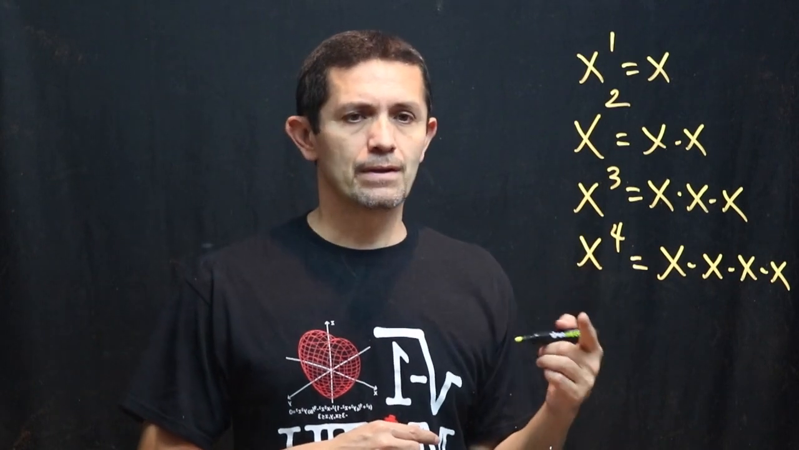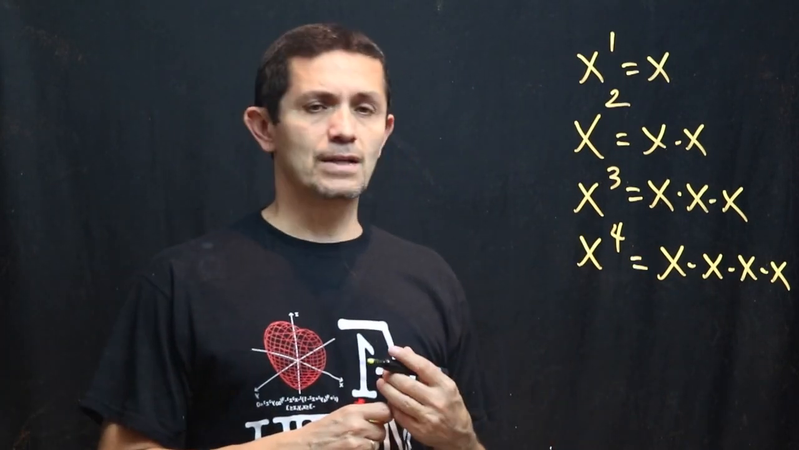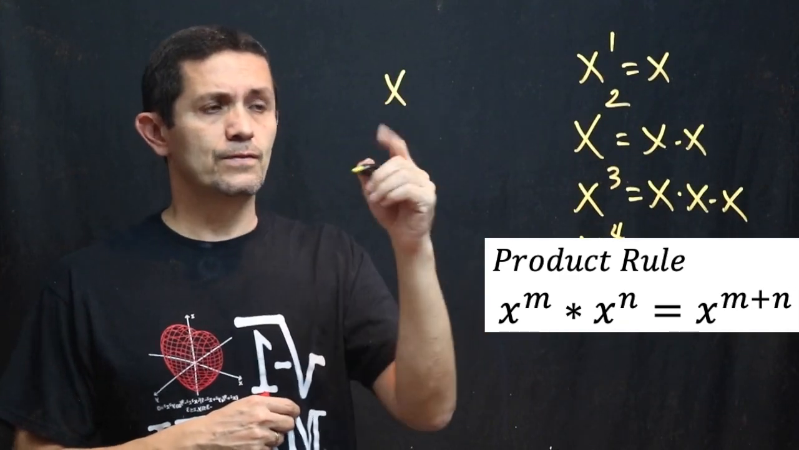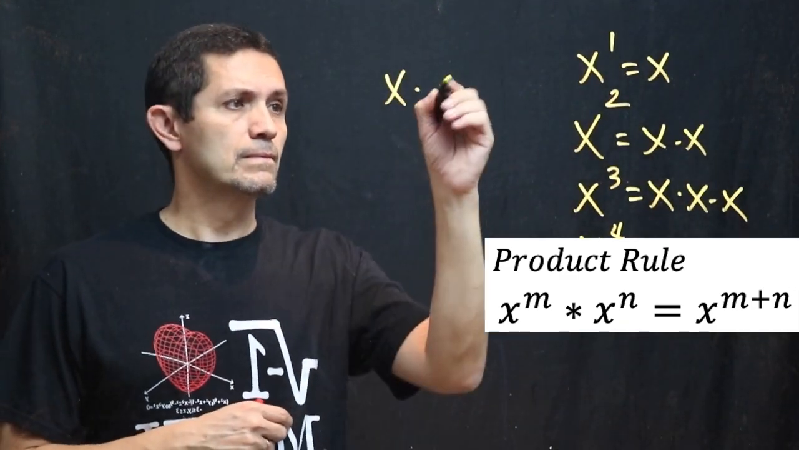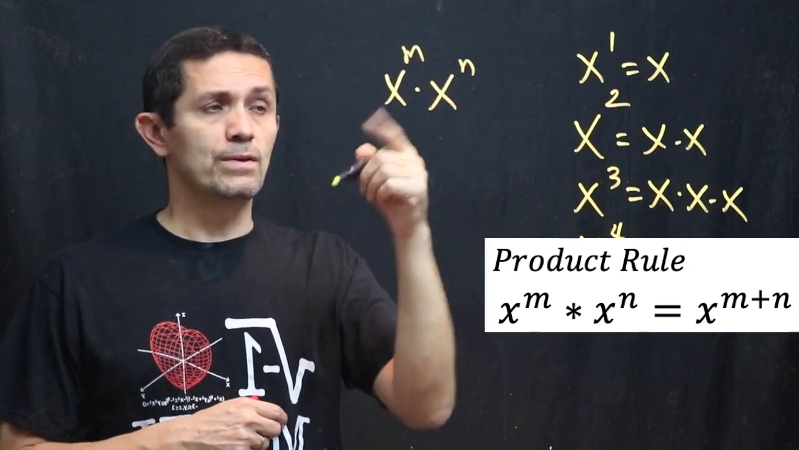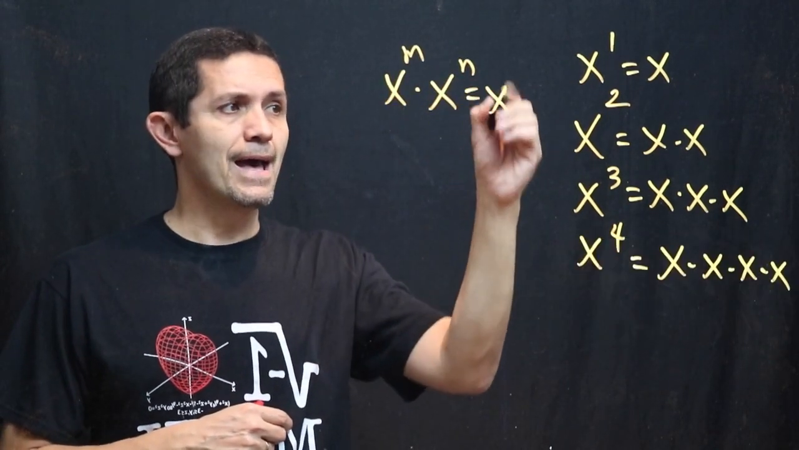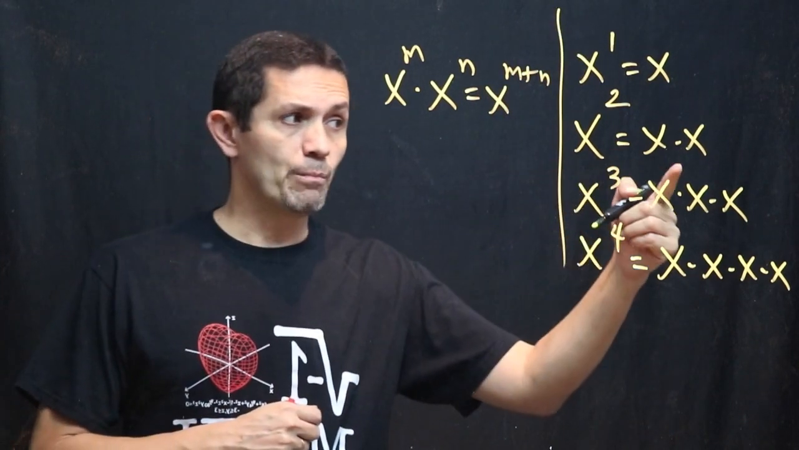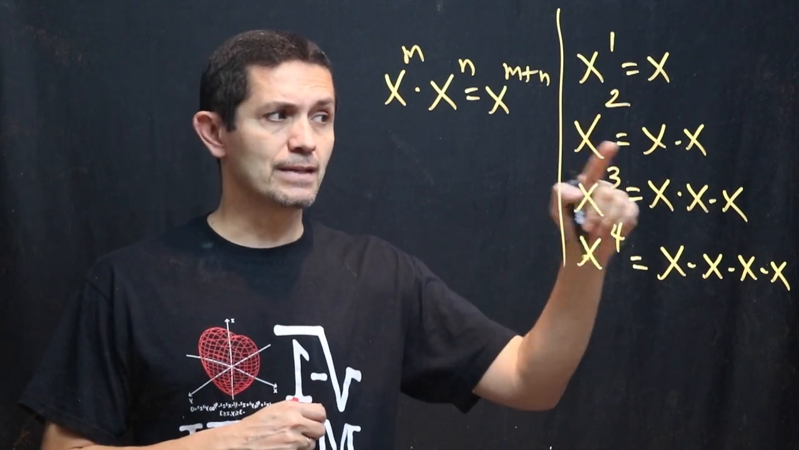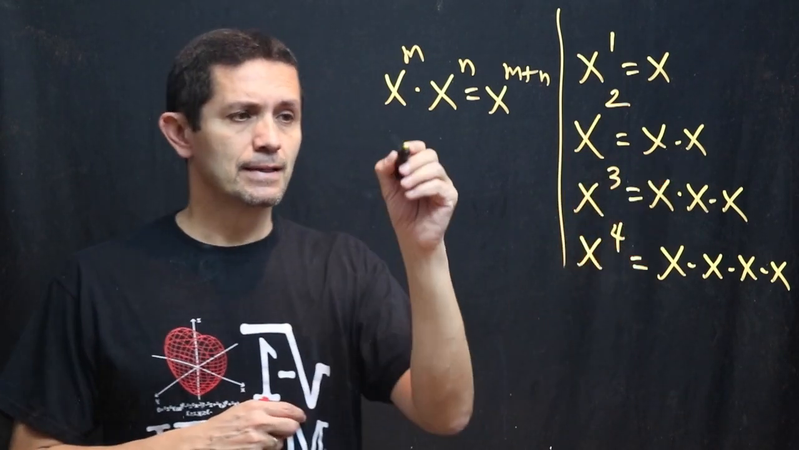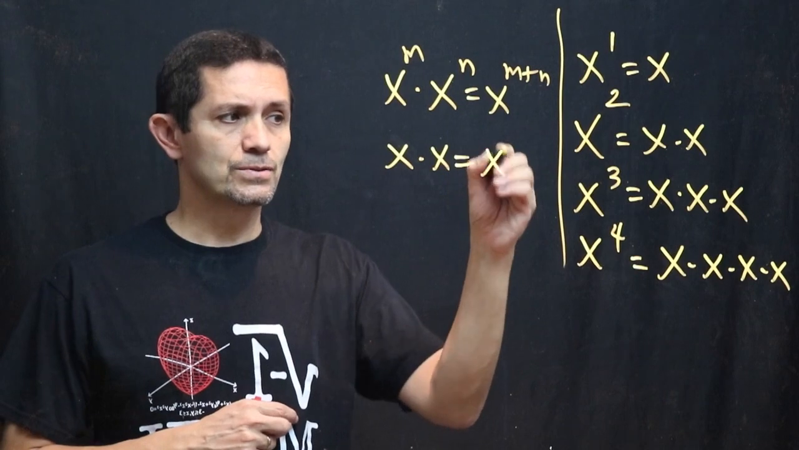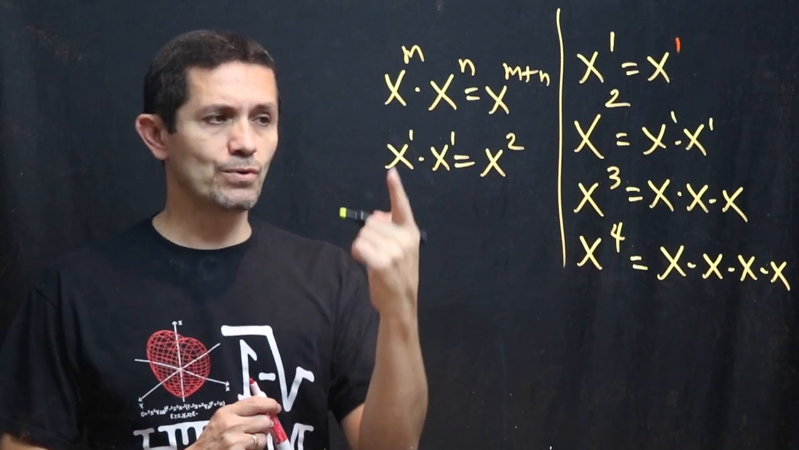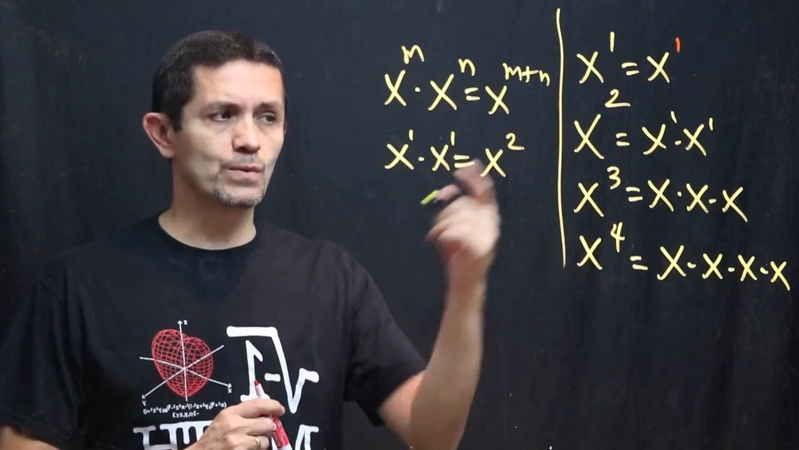Now from here, I can distinguish one rule, which is the product rule, which is when I have 2 powers with the same base, I add those exponents. Let's go backwards over here. We said that x to the second is the same as x times x. X times x equals x to the second. I'm going backwards, right? How come? If there's no exponent, you have 1 as an exponent, and 1 plus 1 is 2.